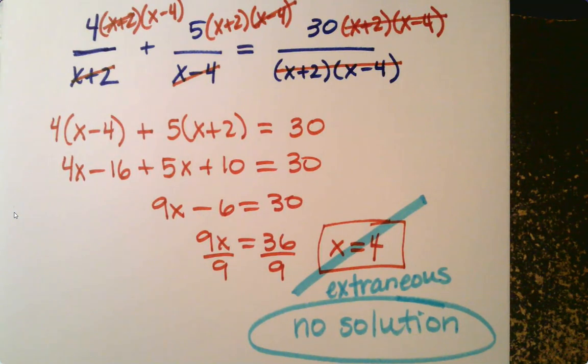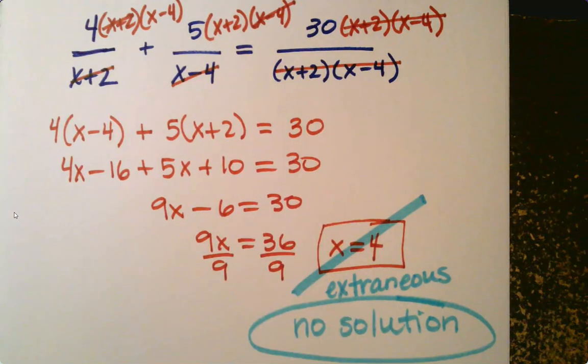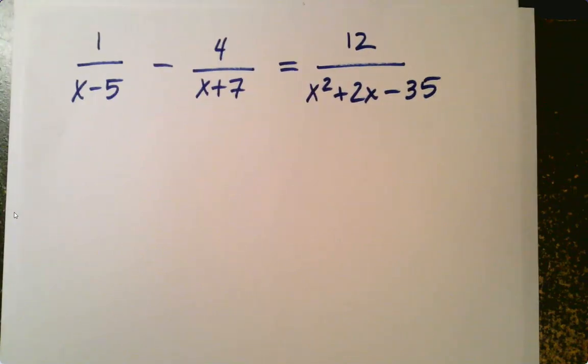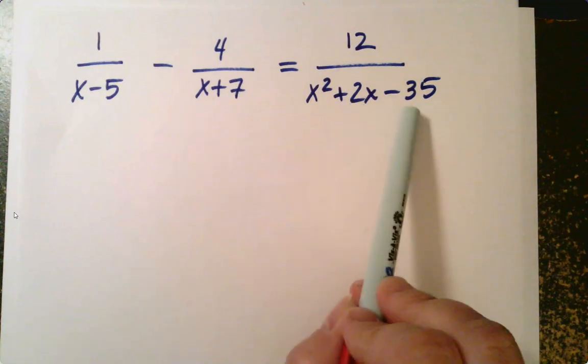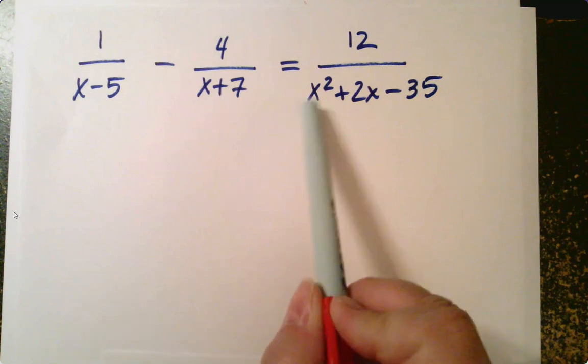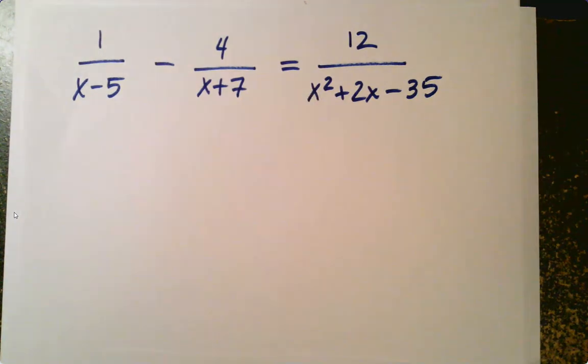All right, last example. We're going to do another one just like this, but without having it factored for us to begin with. Here we go. Remember, you could right now stop and ask yourself what would make these denominators 0, but I still won't know that until I get this factored. So let's go ahead and factor x squared plus 2x minus 35.